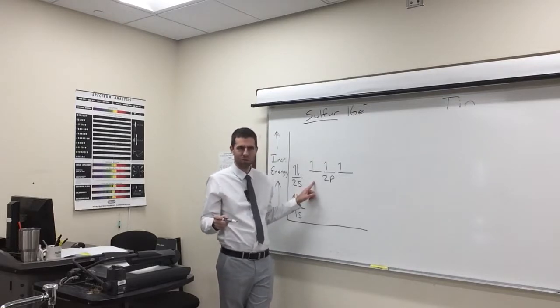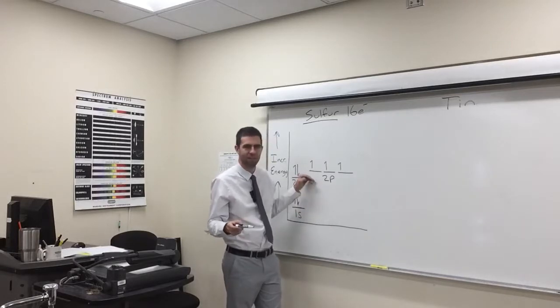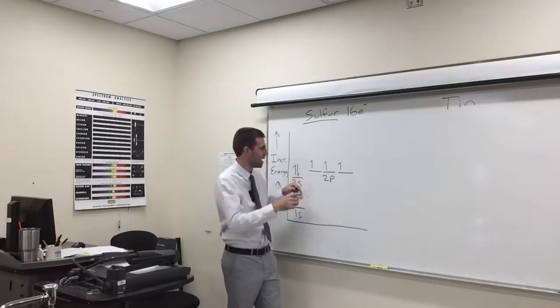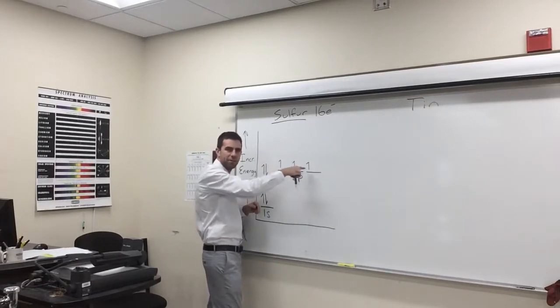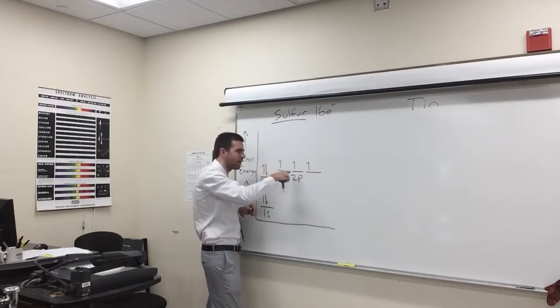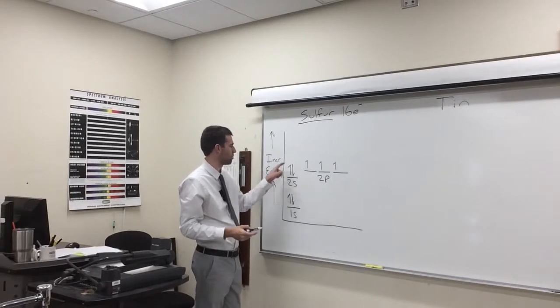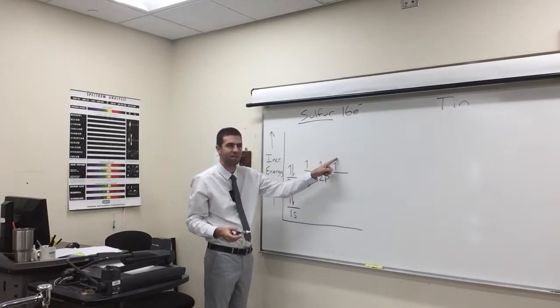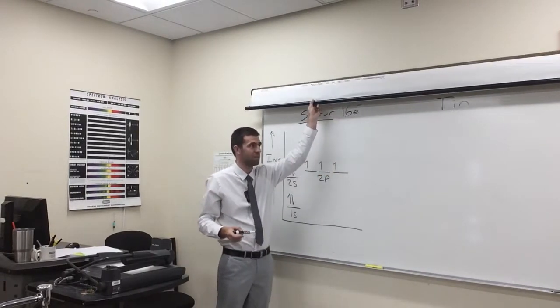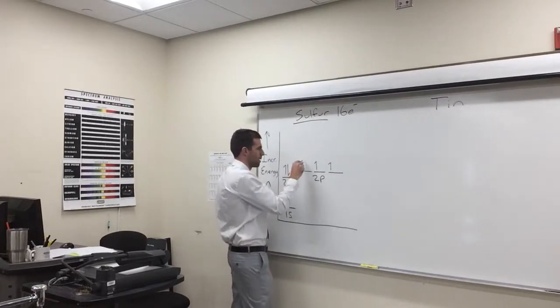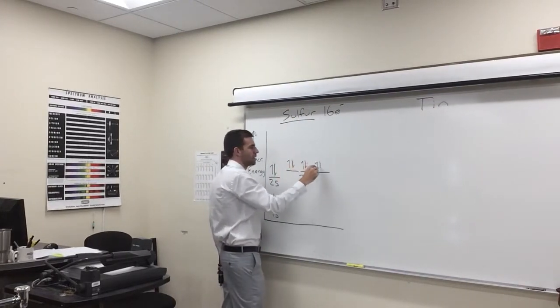Remember Hund's rule. Aufbau principle is why we're starting low energy and filling to high. But Hund's rule says if we're in the same energy level, we put 1 electron first, then pair them, right? So how many more electrons do we have? 1, 2, 3, 4, 5, 6, 7. We only have 7, but we're going to 16, right? 7, 8, 9, 10.